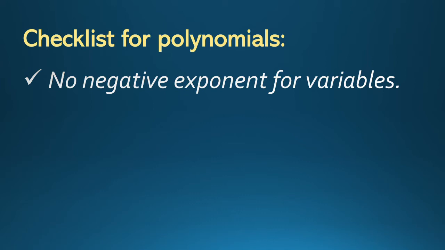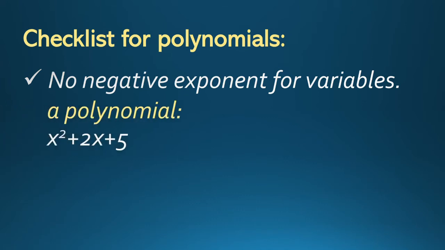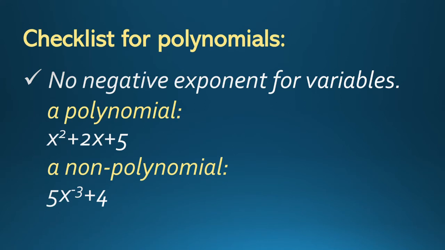So, tingnan natin. Here's an example of a polynomial. And here's an example of a non-polynomial. This is not a polynomial because of the exponent of x, which is negative 3. Pero mamaya, pag rational algebraic expression na yung pinag-uusapan natin, pag nakakita tayo ng may negative exponent sa numerator or denominator, may paraan doon para maging positive siya. Kaya nako-consider pa rin na rational algebraic expression yun kahit may negative exponent.